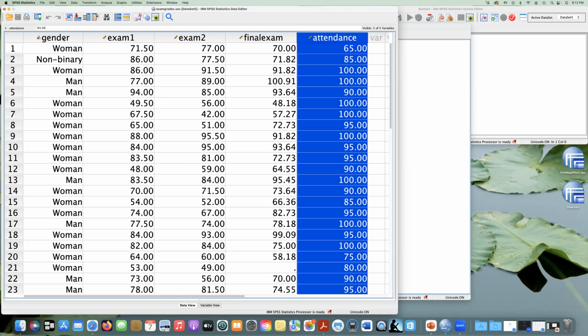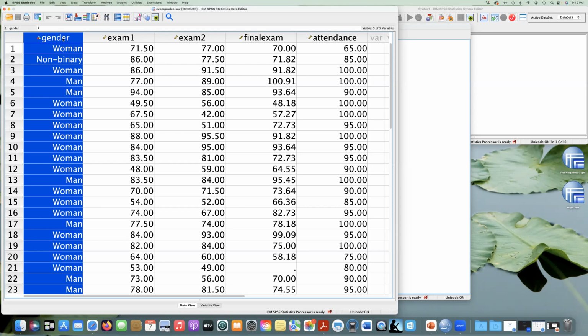So we're going to go ahead and use gender as our independent variable. It has 3 levels. They're independent from each other. You can't be in the woman category and the non-binary. You're in one of them. And there's not a relationship between them. And let's look at attendance. Let's see what that looks like.